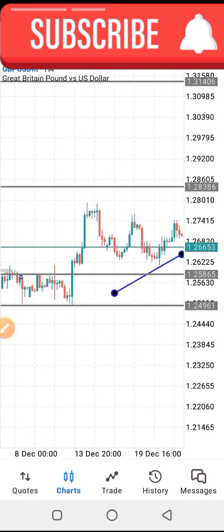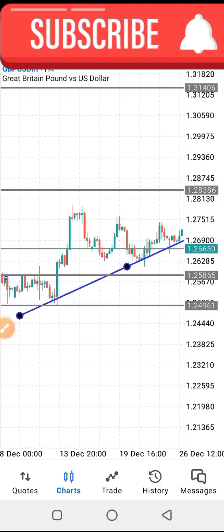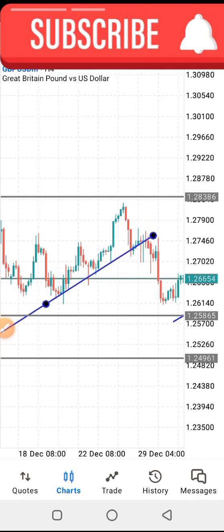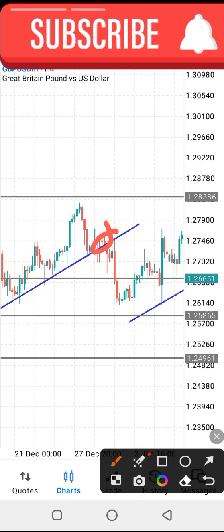Similar to what happened around here. Draw that up. Similar to what happened around here. Price was moving in a kind of upward sloping trend line. Then what happened? We had a break around here. Then price moved down. Does it make sense?